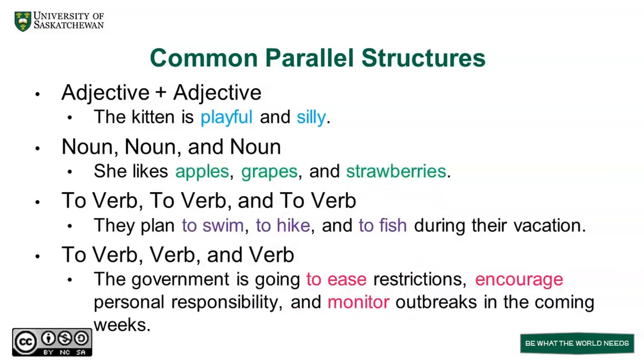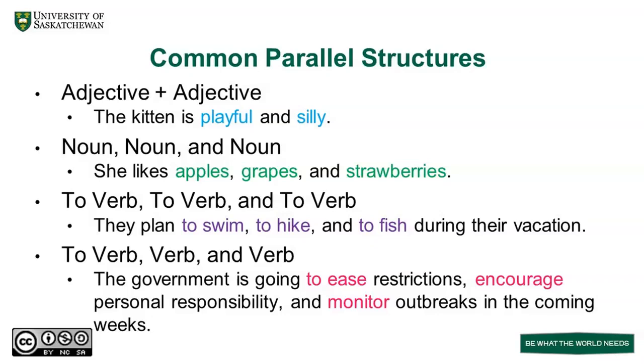So there are lots of different common parallel structures. These are the ones that you are most likely to encounter. So adjective upon adjective upon adjective, and these sort of strings could continue forever. But if you wanted to describe a kitten as playful and silly, we are ensuring that balance because we have those adjectives together. Then we can make use of nouns and strings as well. So she likes apples, grapes, and strawberries, for instance.